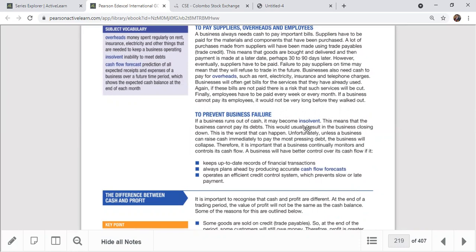Customers are there, but there are so many debts to pay. Sometimes the cash flow is not enough. In this case we call it inability to pay, and you have become insolvent. This means that the business cannot pay its debts. It would usually result in the business closing down, and this is the worst that can happen, closing down a business, right?